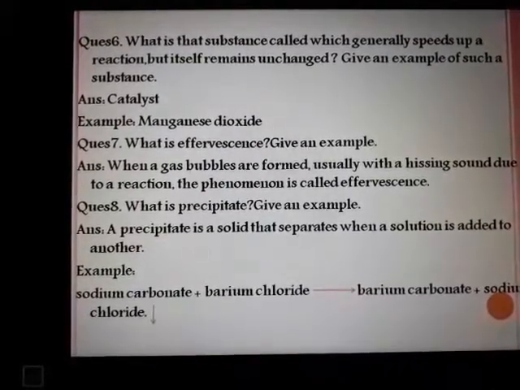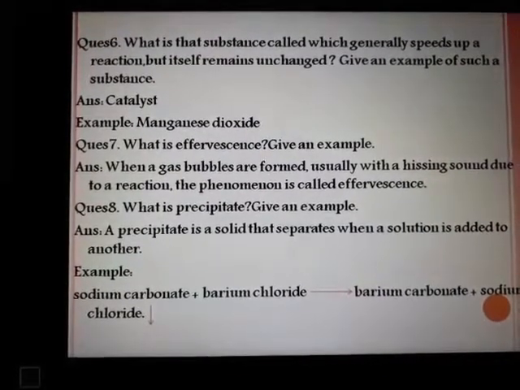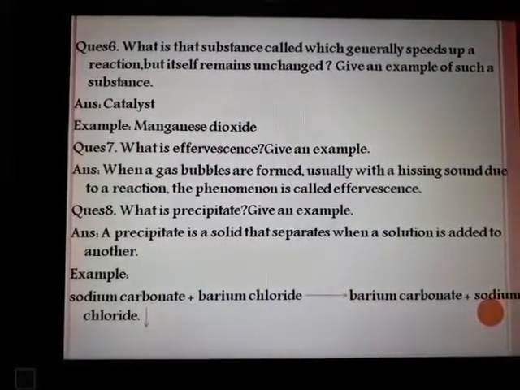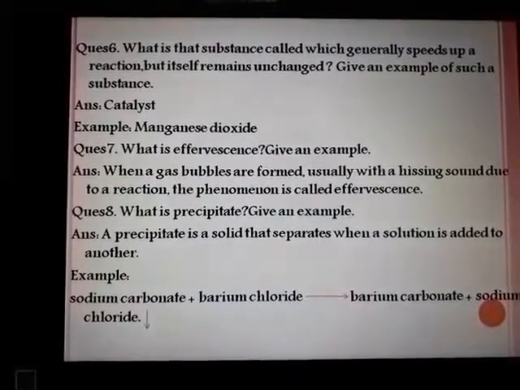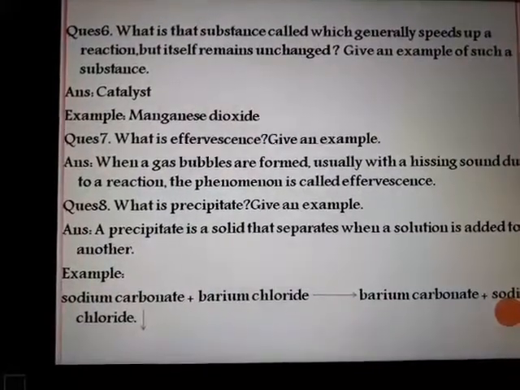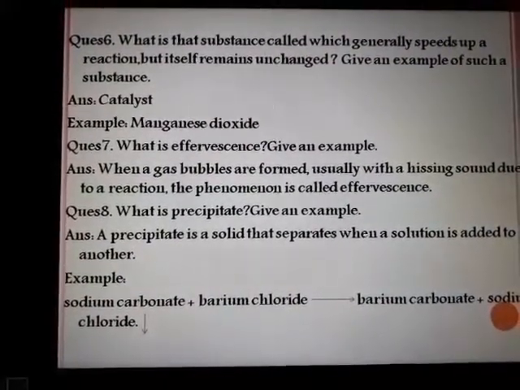Now, our seventh question, what is effervescence? Give an example. Write down: when gas bubbles are formed, usually with a hissing sound due to a reaction, the phenomenon is called effervescence.